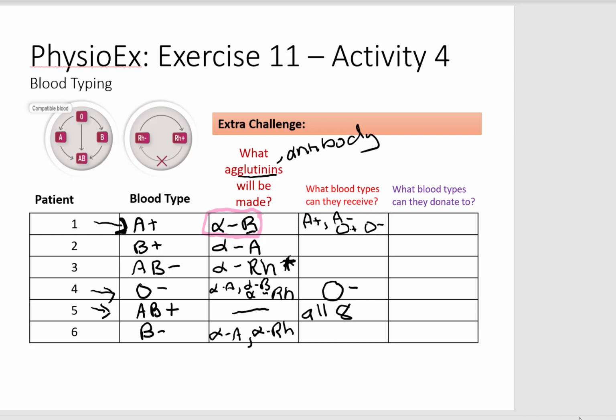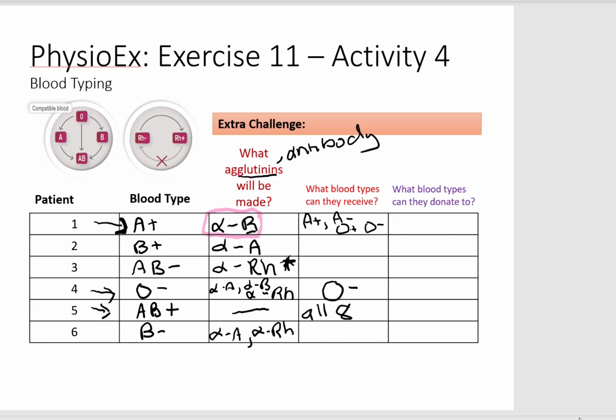All 8. And that is the reason why we say AB positive people are the universal recipients. Universal recipients. And again, it still comes down to we centrifuge out those antibodies from the donor's blood. That gives us all of these options that we're talking about.